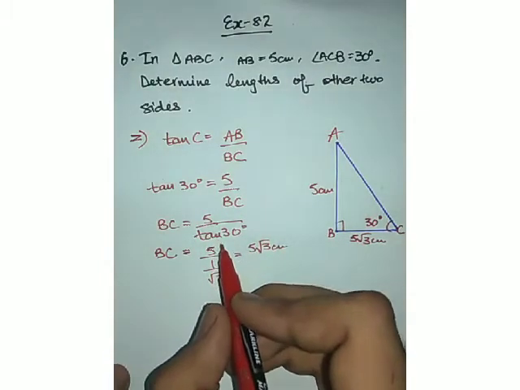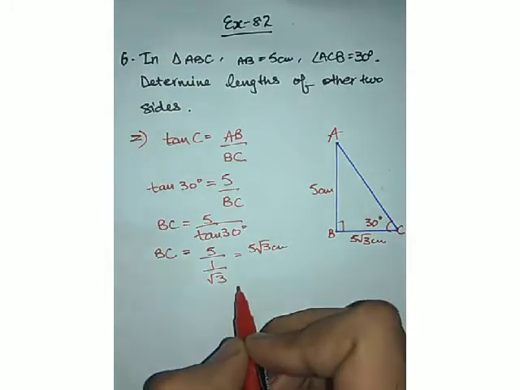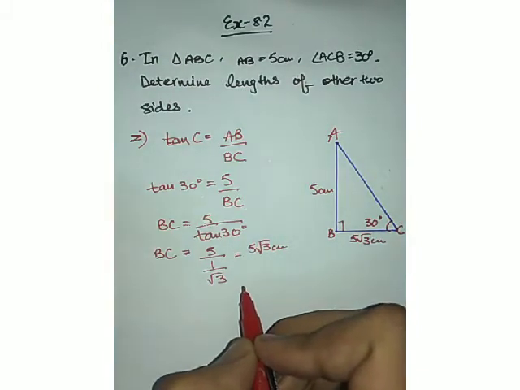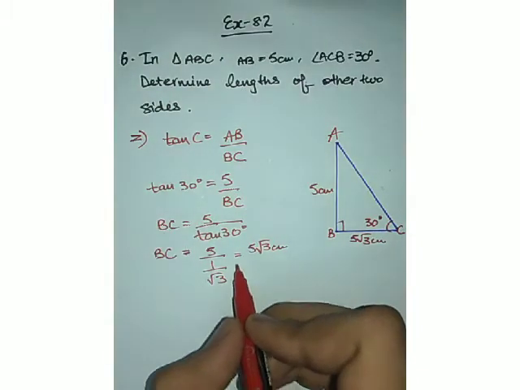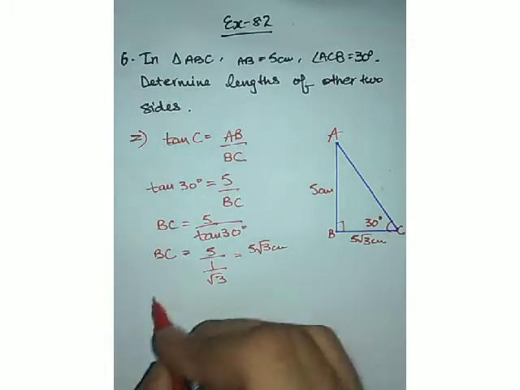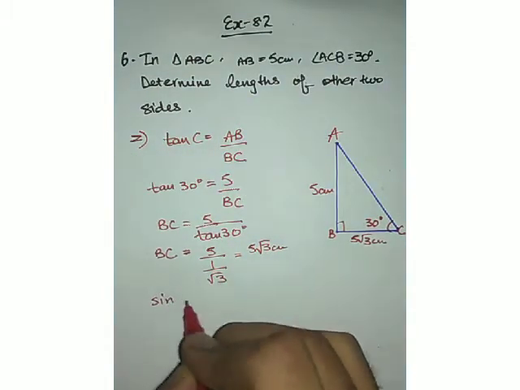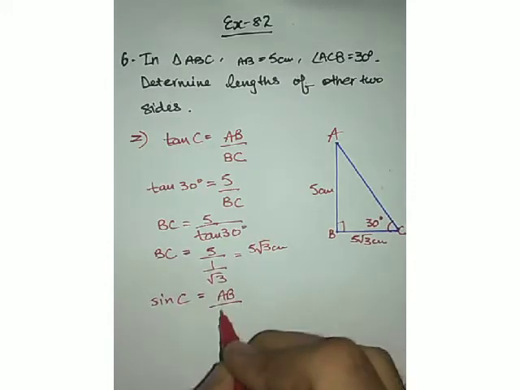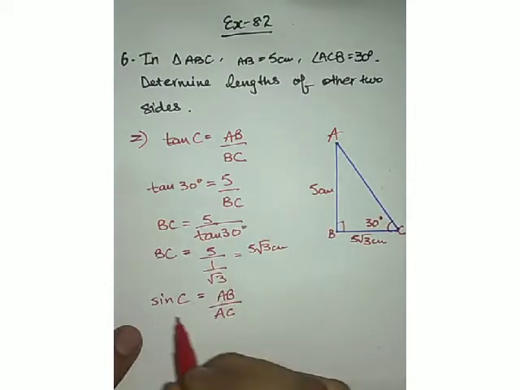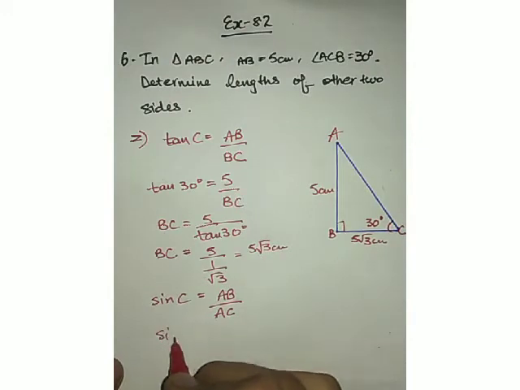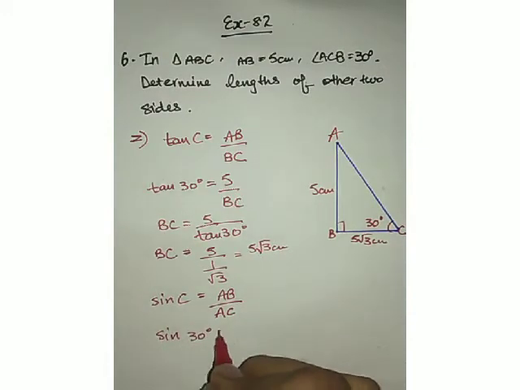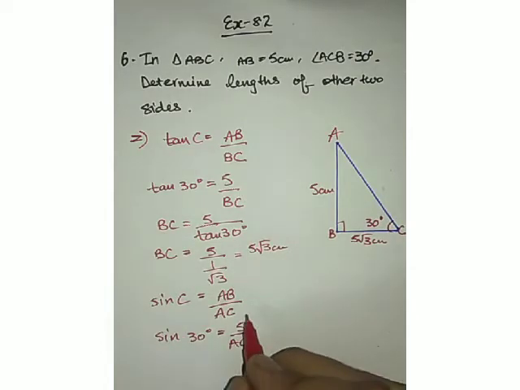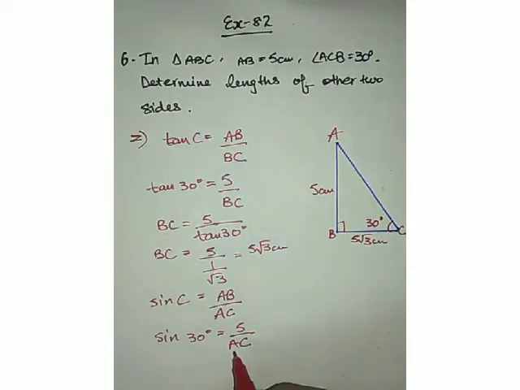Now BC is also found and only AC is unknown. So you can choose a trigonometric ratio in which hypotenuse is included. You can easily see that sine C is equal to perpendicular over hypotenuse, AB upon AC. What is C again? C is 30 degree, as you know. So sine 30 degree is equal to, what is AB? 5 upon AC. So simply find the value of AC by taking it to the other side.